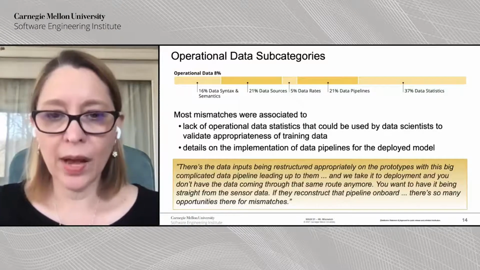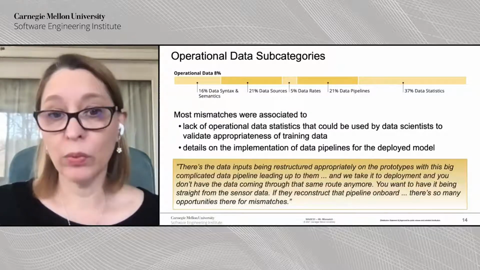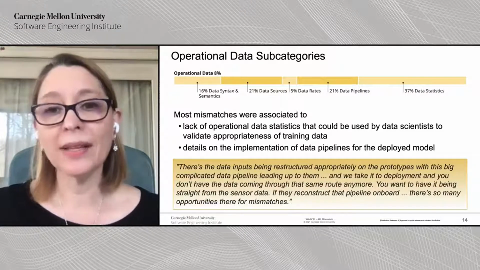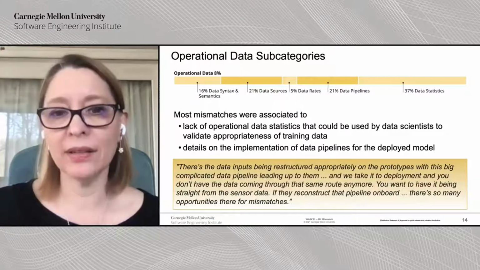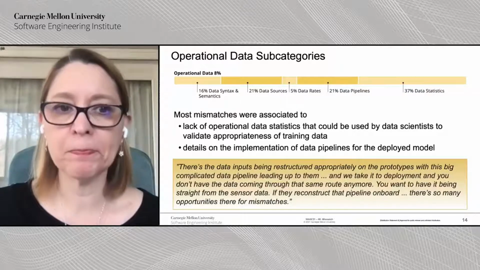So, for example, being able to understand the rates at which the data is coming is something that also led to mismatch, or being able to understand what a data pipeline actually looks like when the system is operational was something that led to a lot of mismatches.